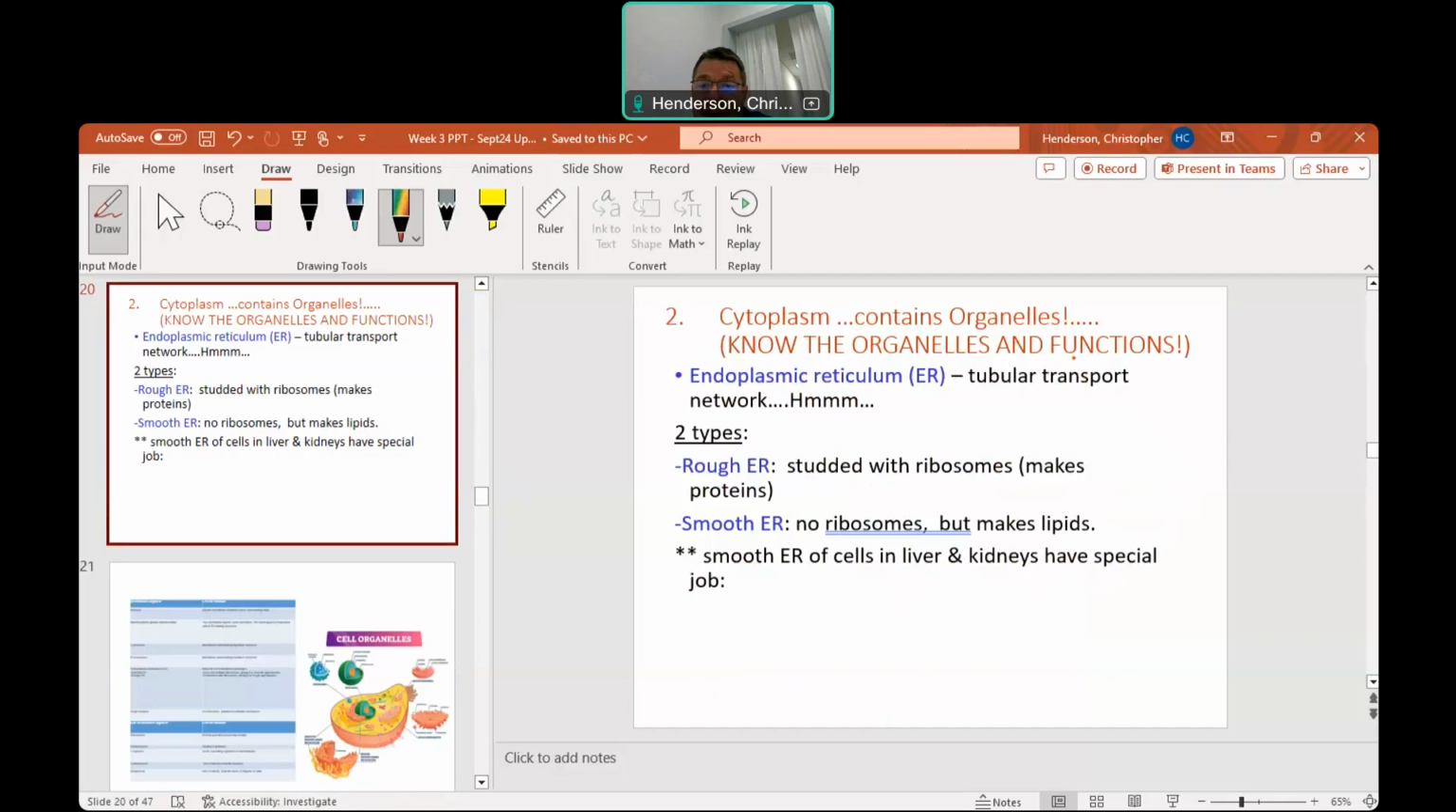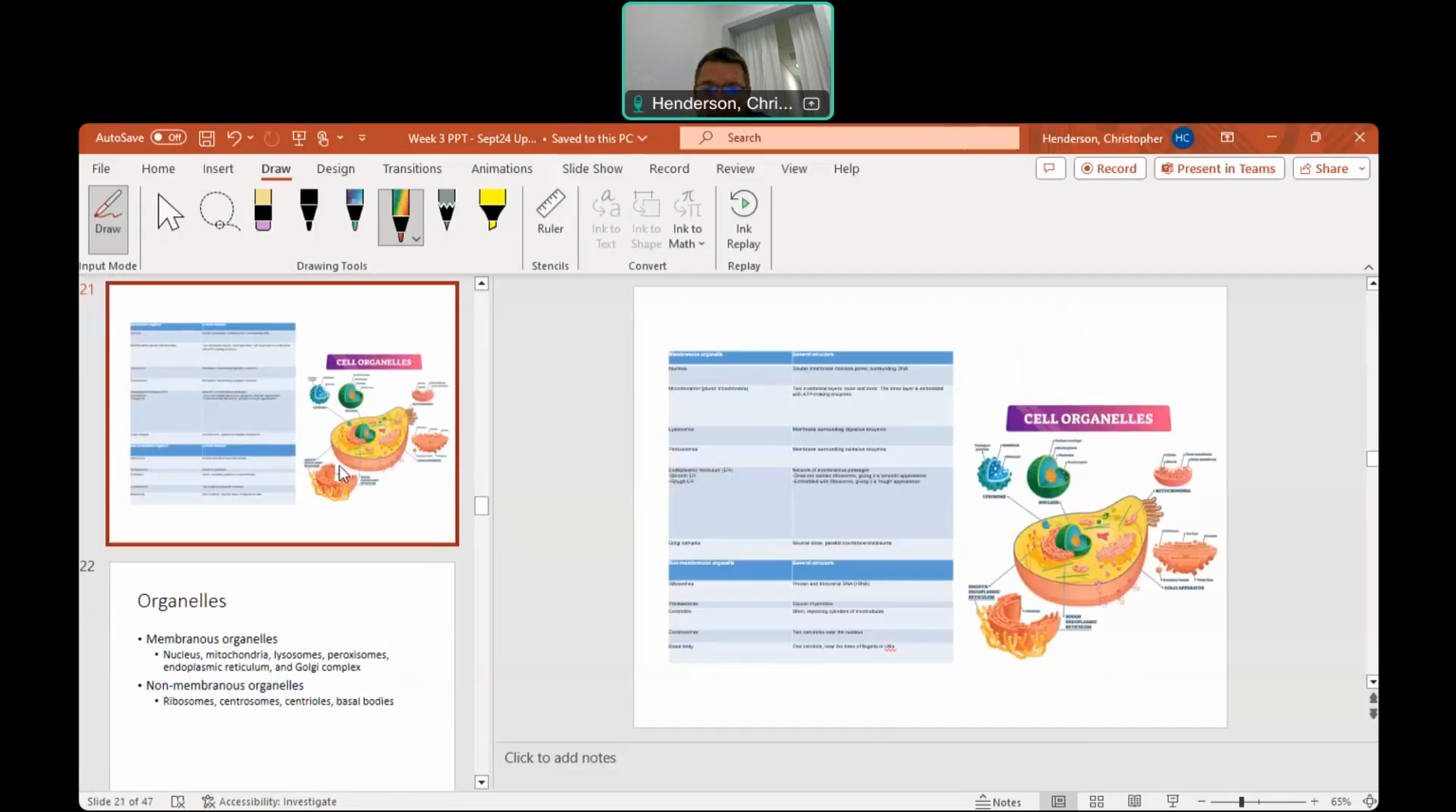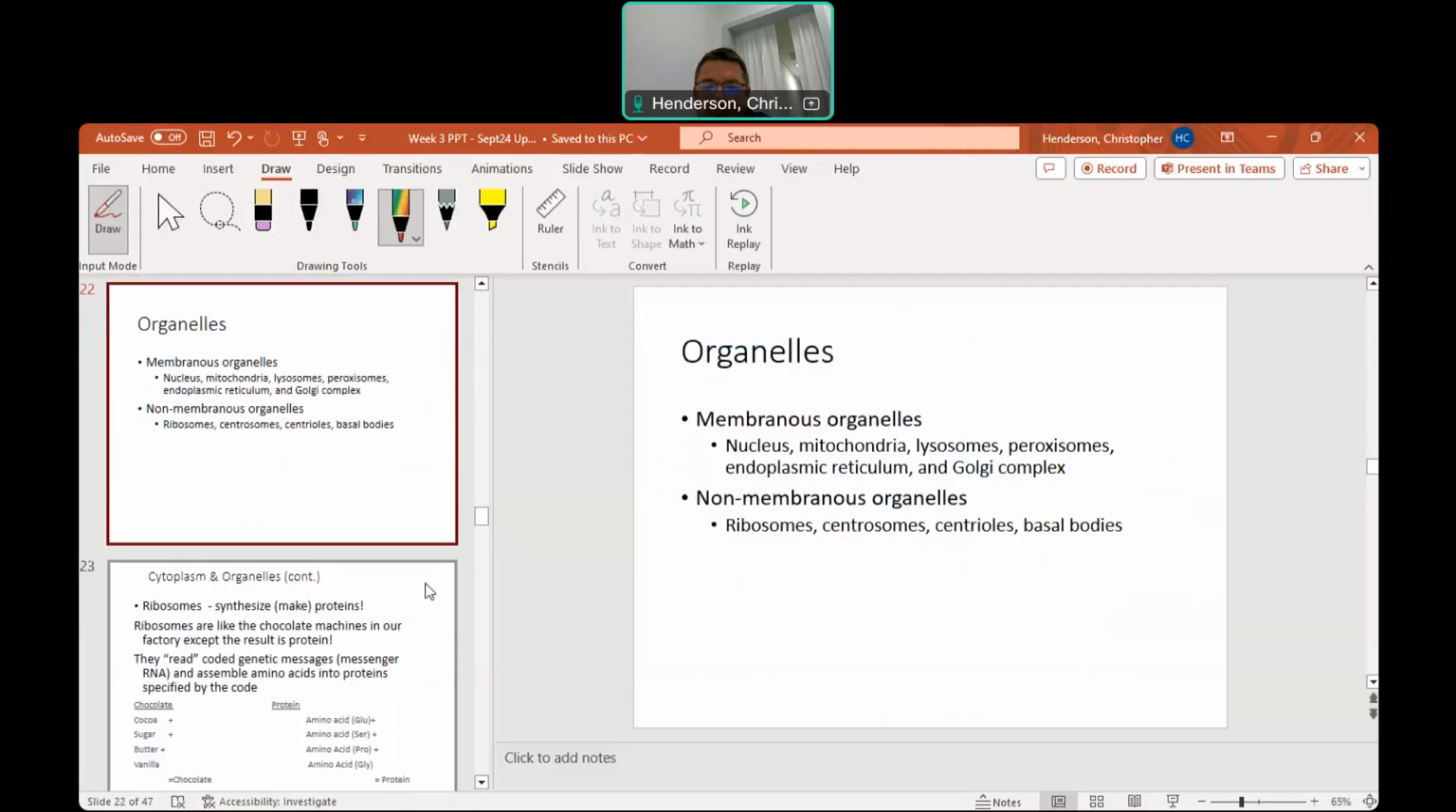they're telling you right now, know the organelles and their functions. So let's talk about organelles and functions right now. There are several types of organelles that we have: membrane-bound organelles and non-membrane organelles. But let's discuss how a cell works for a sec. Actually, let's stop here and I'll make this into different videos.